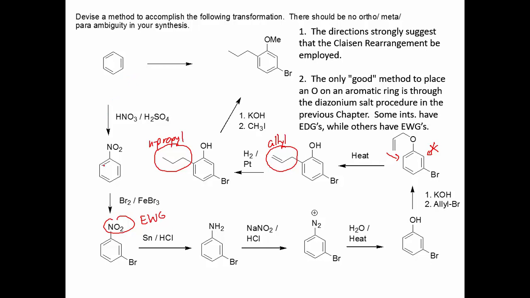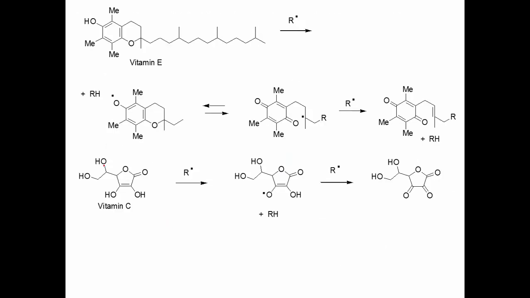Okay, so this is kind of a long synthesis problem, but 4 of the steps are really just a standard transformation of a benzene ring to a phenol through the diazonium chemistry. Okay, so this will be the last one we look at. Last slide here. Just want to say a few words about phenols.